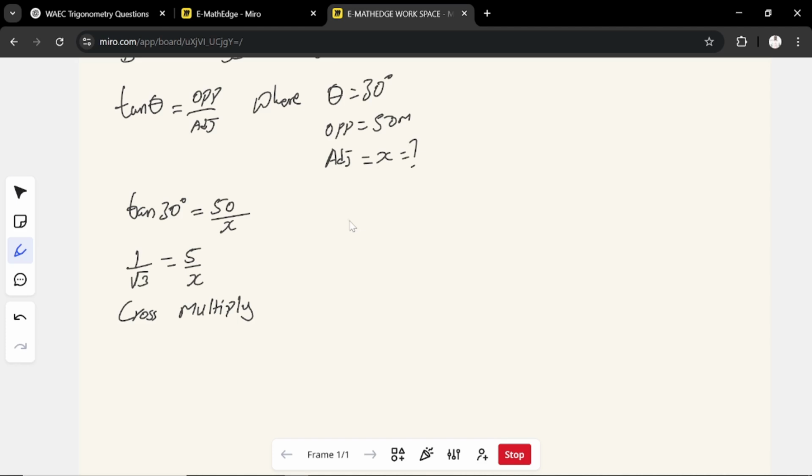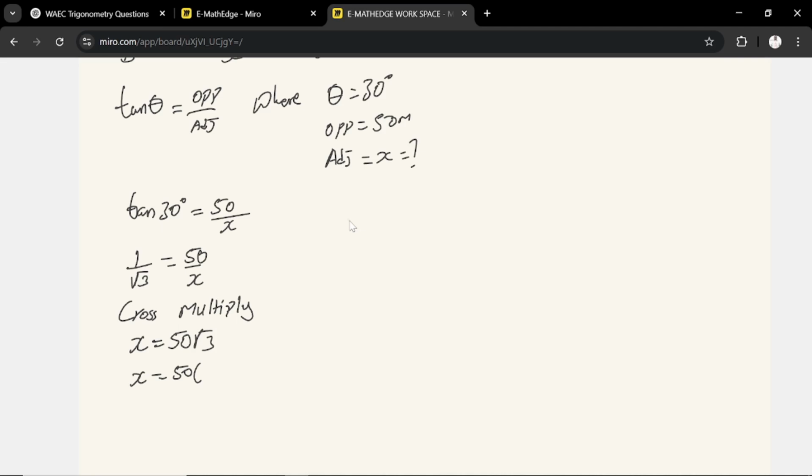So if we cross multiply, this numerator multiplies the other denominator, while the other numerator multiplies the first denominator. 1 multiplied by x gives x, equal to root 3 multiplied by 50, which is 50 root 3, such that x is equal to 50 multiplied by root 3. Let's press our calculator to obtain that.